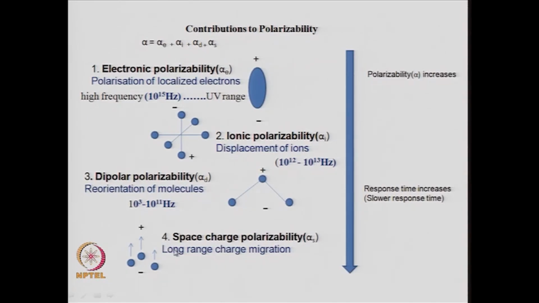The last one is the space charge polarizability alpha S, where a very low frequency can change the polarization, and this normally is found in materials where there is long range charge migration. That is like when materials are conducting and then there is long range charge migration, and so this space charge polarizability then contributes, and actually this happens at very low frequency. So, when you add these frequencies, the contributions to the polarizability.